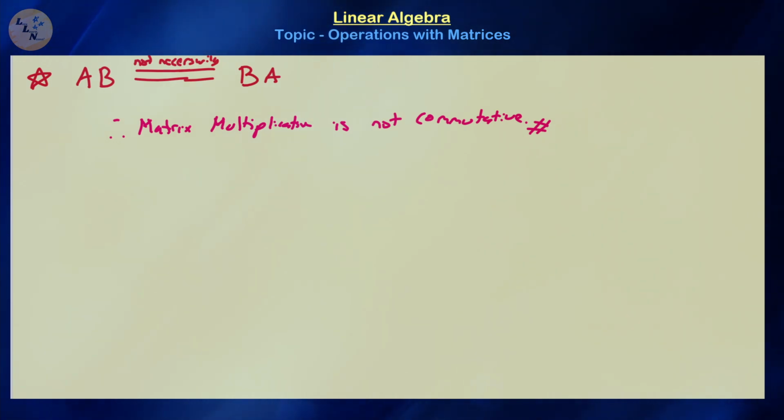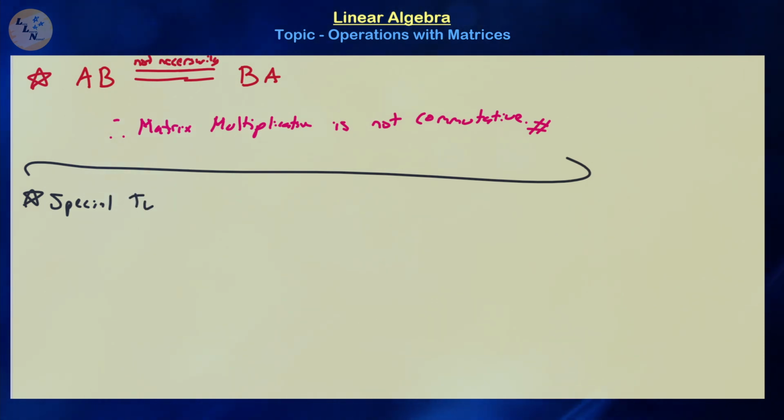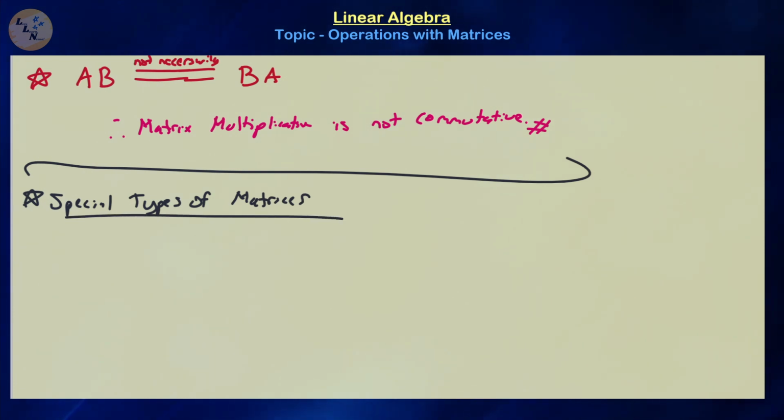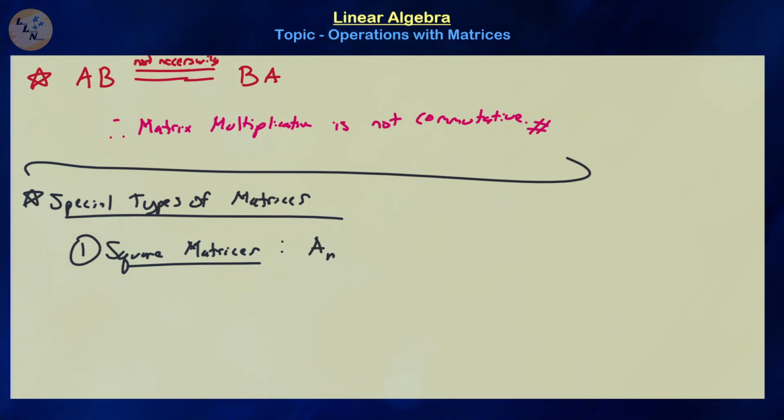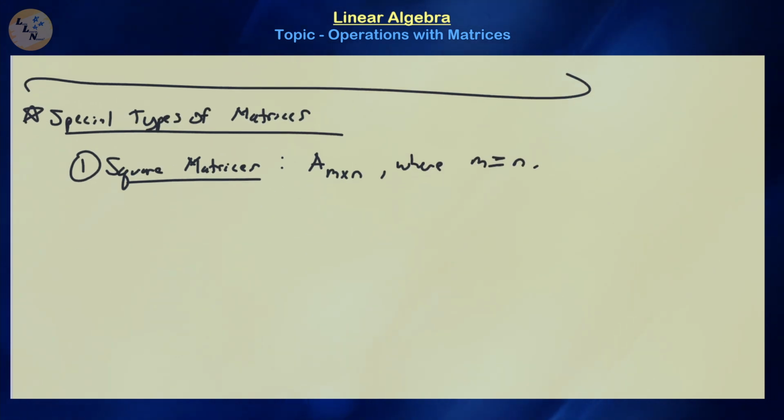Now let's talk about some special types of matrices that you're definitely going to encounter in this series and in applications of linear algebra. The first is square matrices, and I've talked about them briefly already. Square matrices are going to be very important. These are matrices of the form A, m by n, where m and n are equal to each other, so the number of rows and the number of columns are equal.